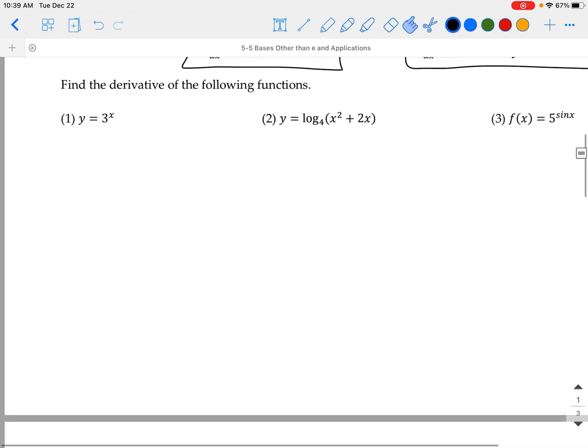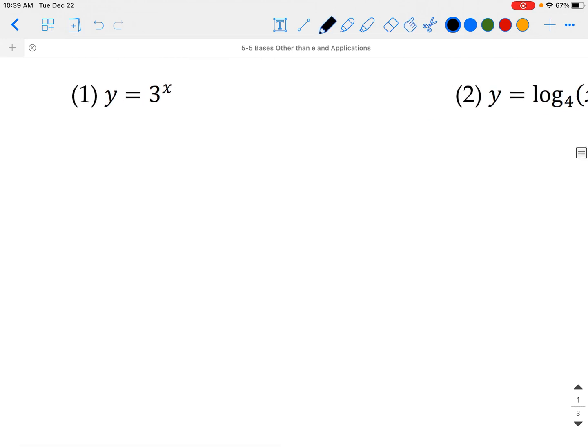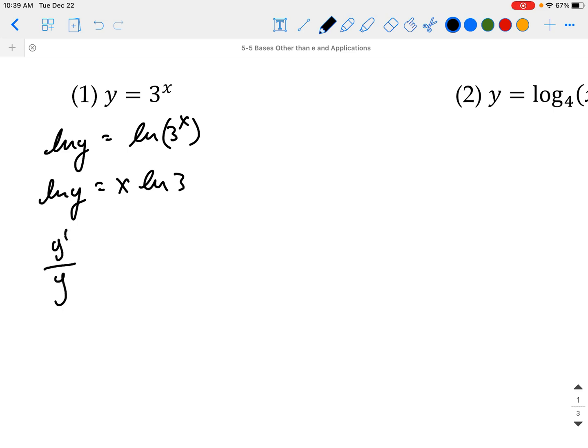All right, so let's go ahead and look at a few examples. So we have y is equal to 3 to the x. So again, if we wanted to, we could take the natural log of y and the natural log of 3 to the x, and then rewrite this as the natural log of y is equal to x natural log of 3, and then just differentiate both sides.